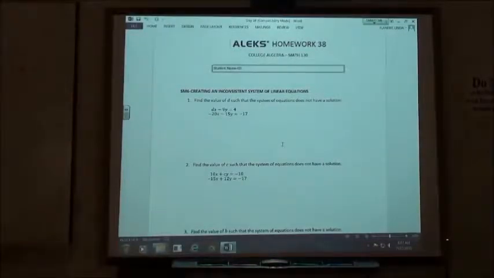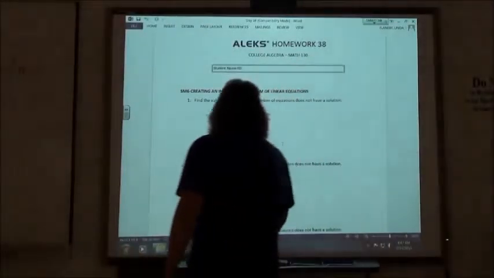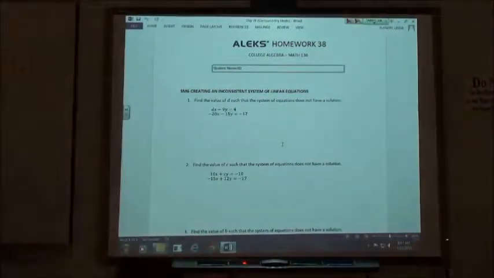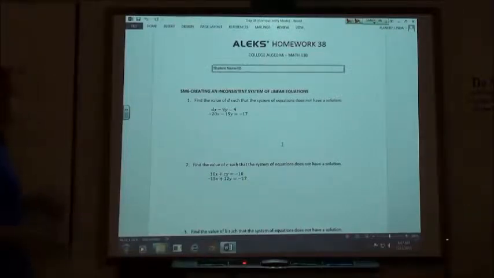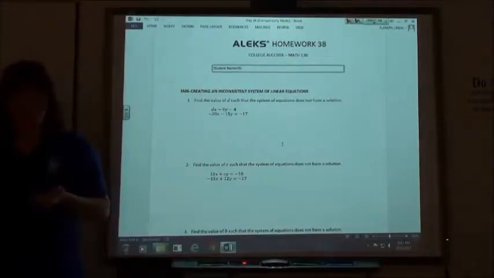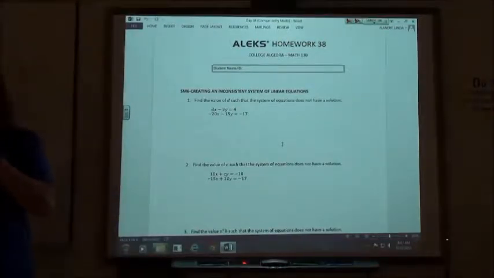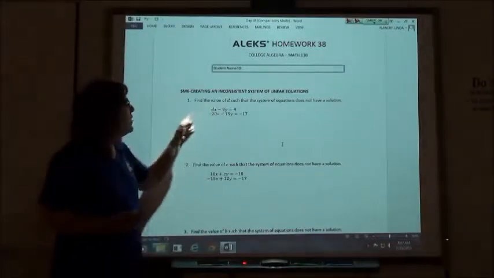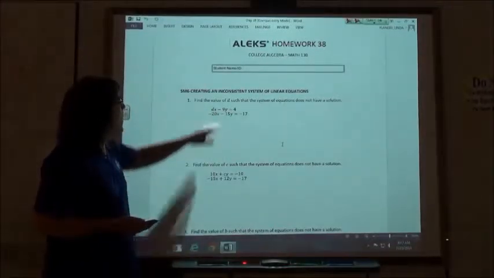All right, so homework 38 starts off with creating an inconsistent system of linear equations. If they're inconsistent, that means we have lines that are parallel because they don't cross and don't have a solution. So if my two lines are going to be parallel, they have to have the same slope. So what they're going to have you do is put it in slope-intercept form so you can then compare the two slopes. So I'm just going to rearrange both of these and solve them for y.